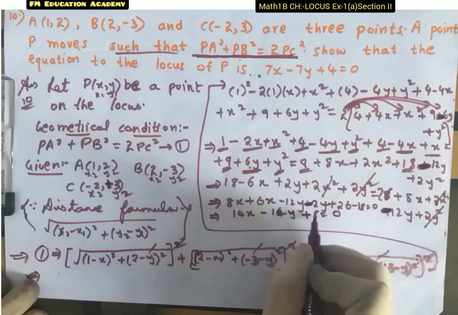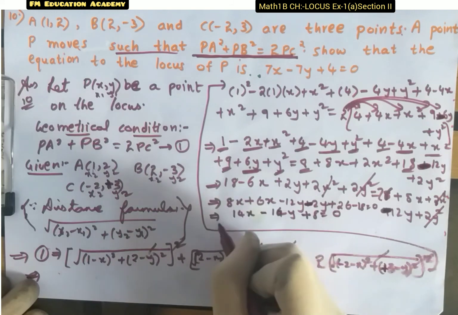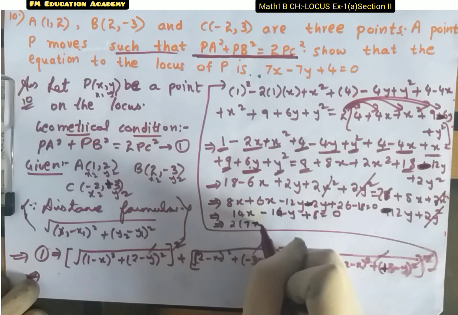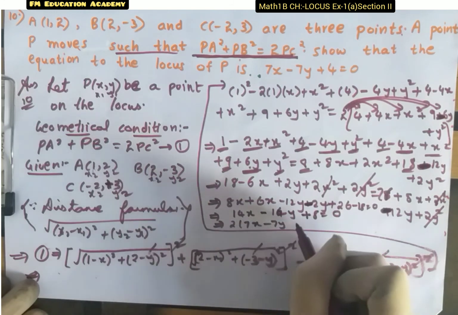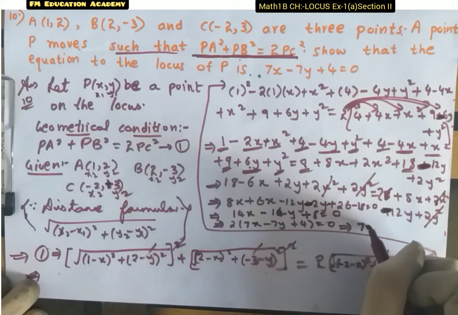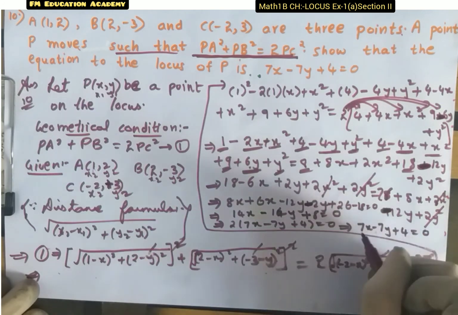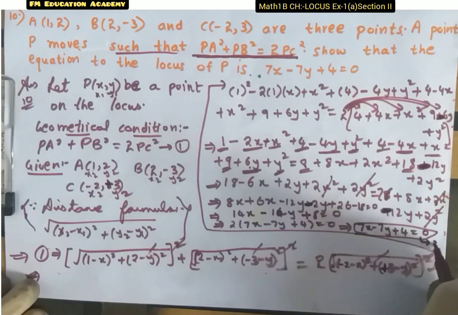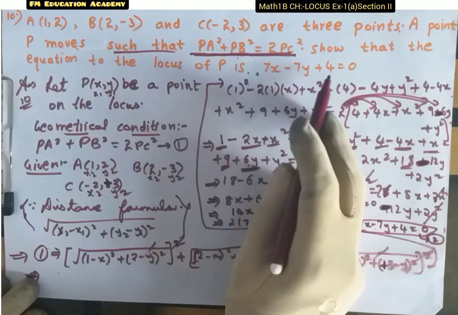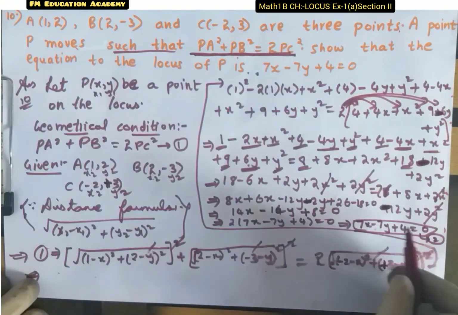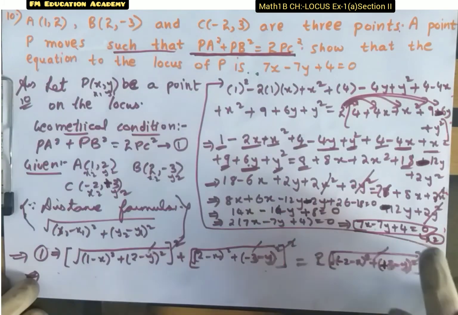Now 14, 8 all will go in 2 table. So take 2 common out. 2 7s are 14, 2 7s are 14y, 2 4s are 8. So into 2 if it goes outside becomes divided by 2. So we are having 7x minus 7y plus 4 is equals to 0 by 2 is 0. So we got our equation 2. See the question, 7x minus 7y plus 4 is equals to 0. It is same as 7x minus 7y plus 4 is equals to 0. Both the answers are matching, so we got our answer.